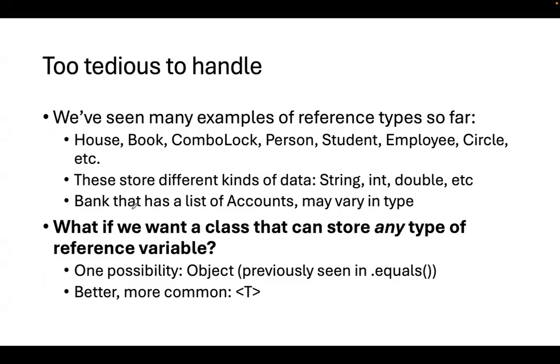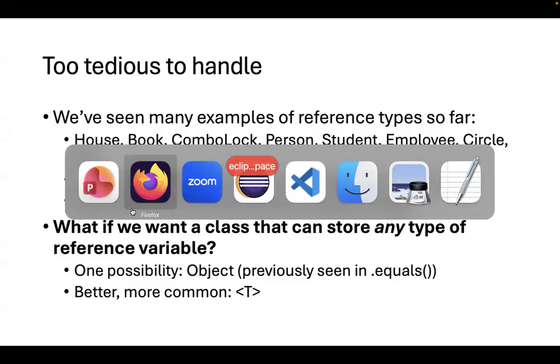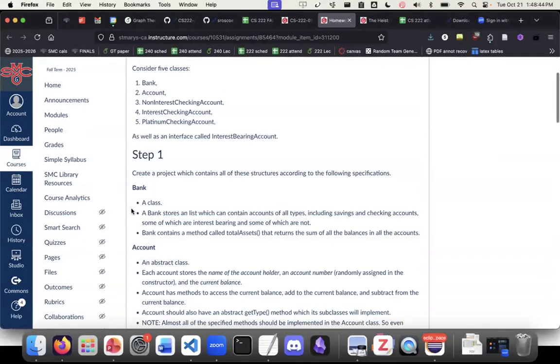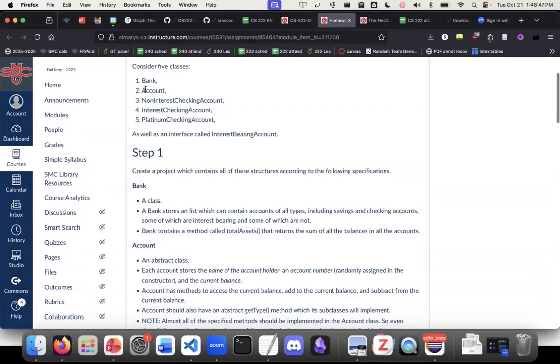Our bank is going to have a list of accounts, and those accounts could be like, we don't want to specify. So for our bank, we're going to store a list of accounts, some of which are interest bearing, some of which are not, some of which are high interest bearing, other of which are not. So we have to be able to handle all of these different kinds of accounts.